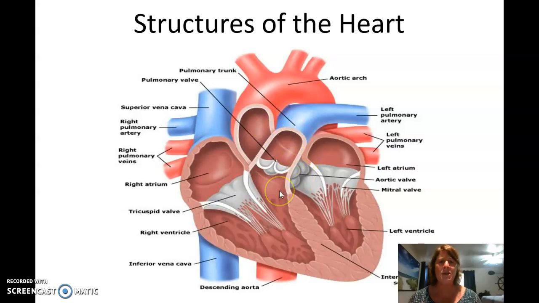A couple of other structures to look at here are the chordae tendineae, which are thick ropey-like tendons that help anchor the valves in place. Those are attached to papillary muscles, which are in the endocardial layer of the heart. They're just like these folds of muscle that pop up, and that's where the chordae tendineae are attached.